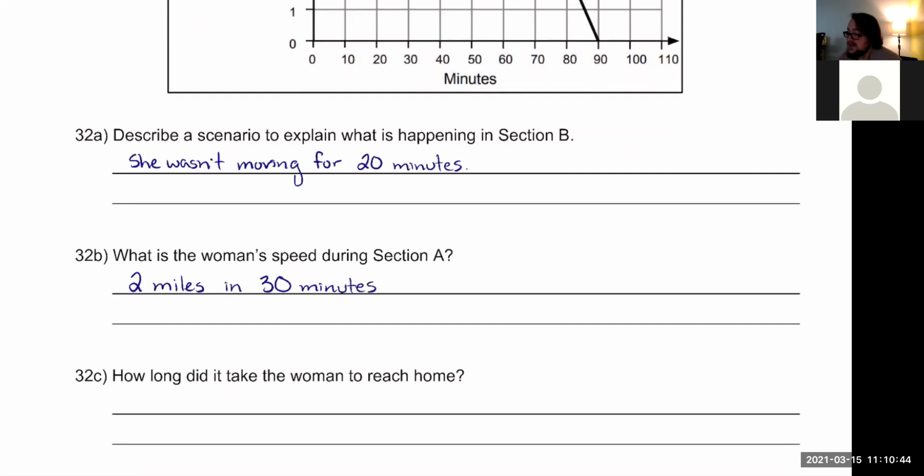Now, technically, that is a speed, 2 miles per 30 minutes. If I wanted something more familiar, I could convert this to miles per hour. So think about it. If she traveled 2 miles in half an hour, if she kept up that pace for another half hour, how far would she travel? If you just doubled it, 4 miles in 60 minutes, or 4 miles per hour. Either one would be correct, though.